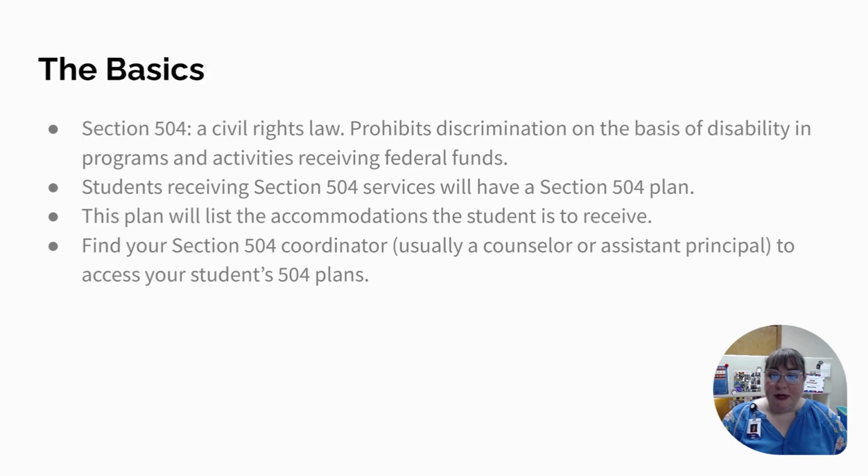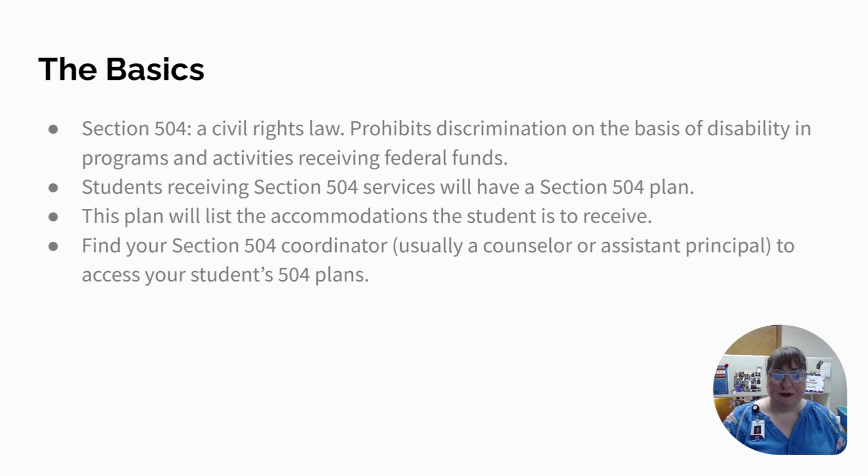How do you get this information? You need to find your 504 coordinator on your campus. That's typically a counselor or an assistant principal, and they will let you know how to access the student's 504 plans. Every campus and every district does this a little bit differently, so that's your best person to ask to find that information.